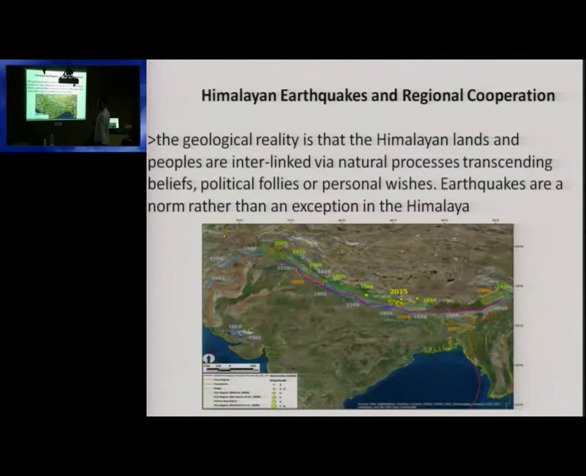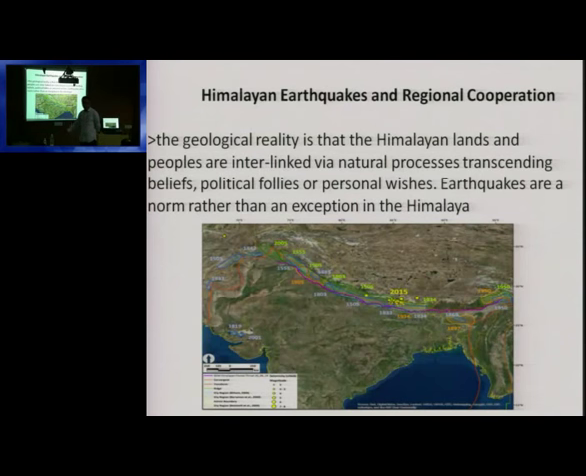Himalayan earthquake and regional cooperation. I am not going into the plate motion theory, okay? Because it is assumed you already know how earthquake is formed and where earthquakes are. Let us go into some different areas. Himalayan earthquakes and regional cooperation. Now, the geological reality is that the Himalayan lands and people are interlinked via natural processes, transcending belief, political follies, or personal wishes. Am I right? The earthquake does not recognize here is Afghanistan, here is Pakistan, here is China. Earthquake is an earthquake. So when an earthquake occurs in the Himalayan region, the best example was in Nepal recently.